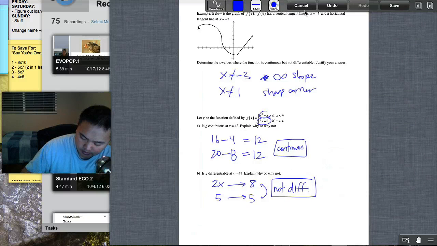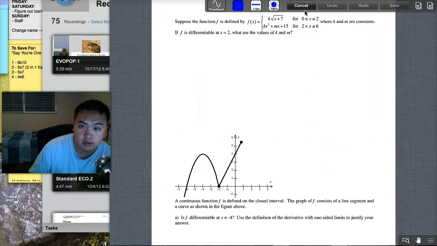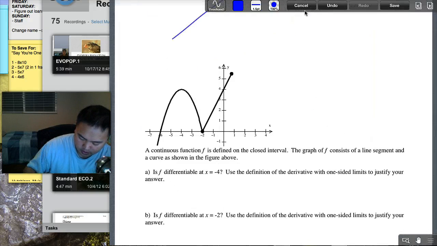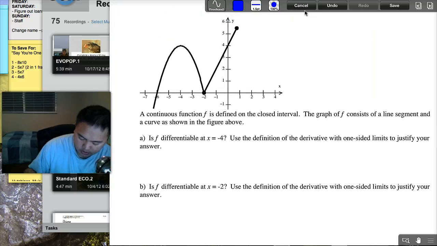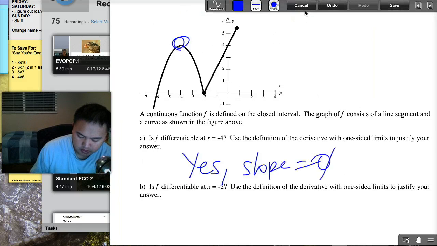And then the last thing, the last page, we did these, or this page right here where it says another piecewise function. This I'm going to cancel out, so you don't need to know that. And this one we did in class, and just to review again, is it differentiable at -4? At -4, I have a slope of 0. A slope of 0 is still differentiable, so yes, it is differentiable. Okay, has a slope of 0. But at -2, is it differentiable? No, because I have a sharp corner.